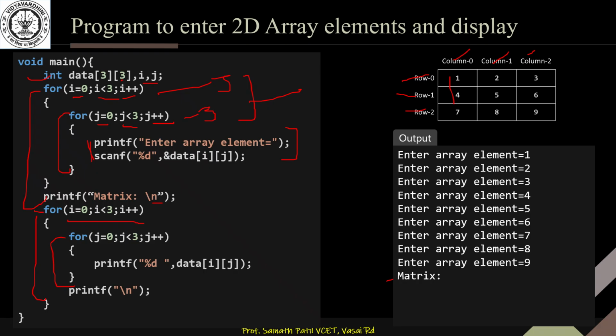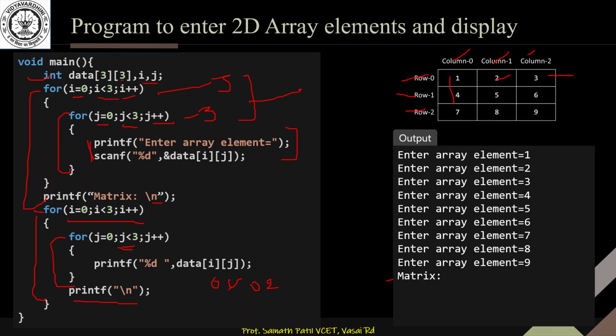printf percentage d. So initially i and j both are 0, 0. So data of 0 0, that is 1, will be printed. Then j plus plus, j becomes 1, data of 0 1 will be printed, that is 2. Then j plus plus, j becomes 2, so data of 0 2, that is 3, will be displayed. Then j plus plus, j becomes 3. At that time this condition will not be satisfied, and it will come out of the inner for loop. Then printf slash n, it will come to the next line.